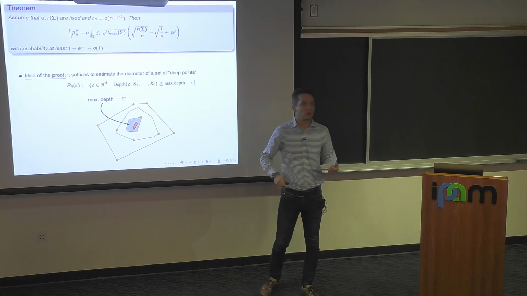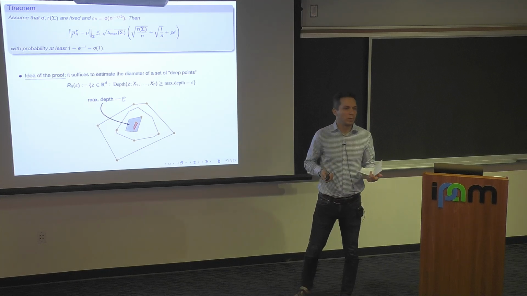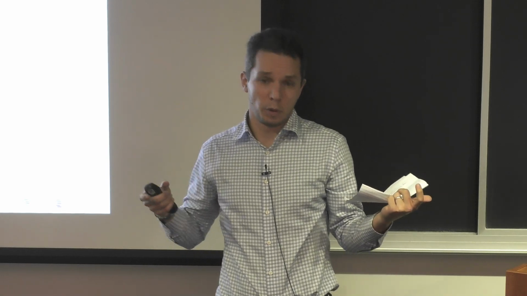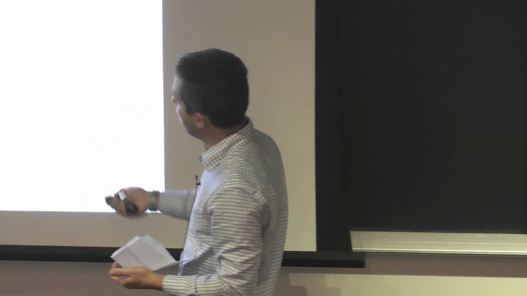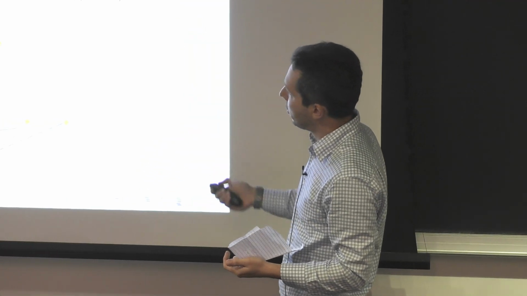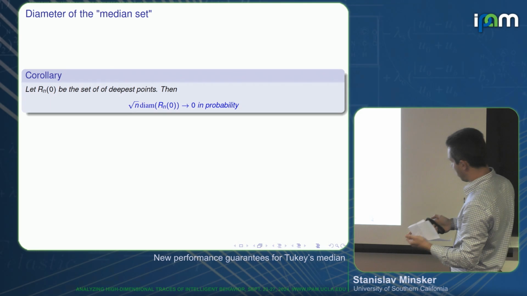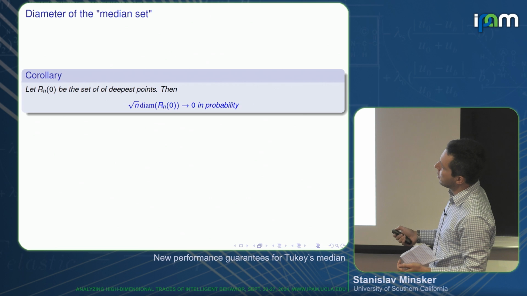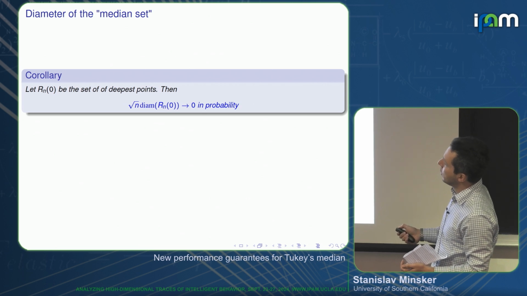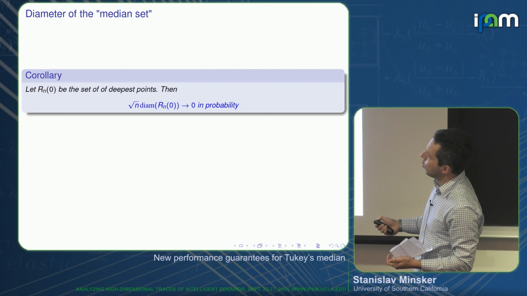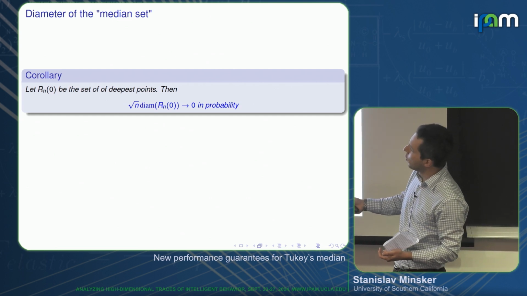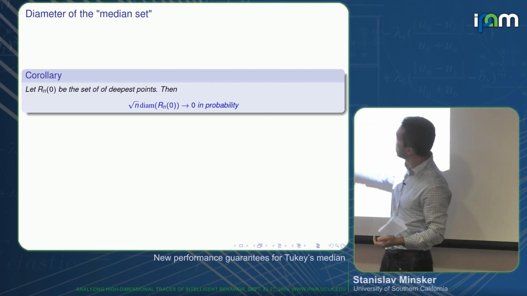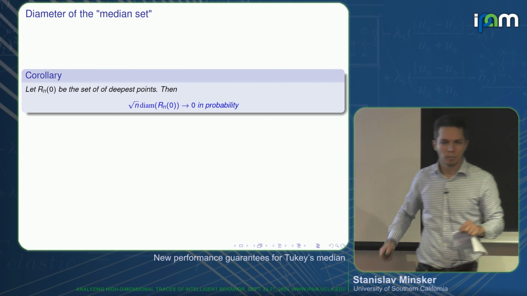This is for values of epsilon that are very small. In particular, if we're able to answer this question, we're also able to say what the size of the set of all deepest points is. I will state one corollary of the theorem, one of the questions that originally motivated our work: if we consider the set of deepest points, then its diameter goes to 0 faster than 1 over square root of n. I wrote it this way: square root of n times the diameter of the set. The set itself is random, depends on the data, so it converges to 0 in probability.